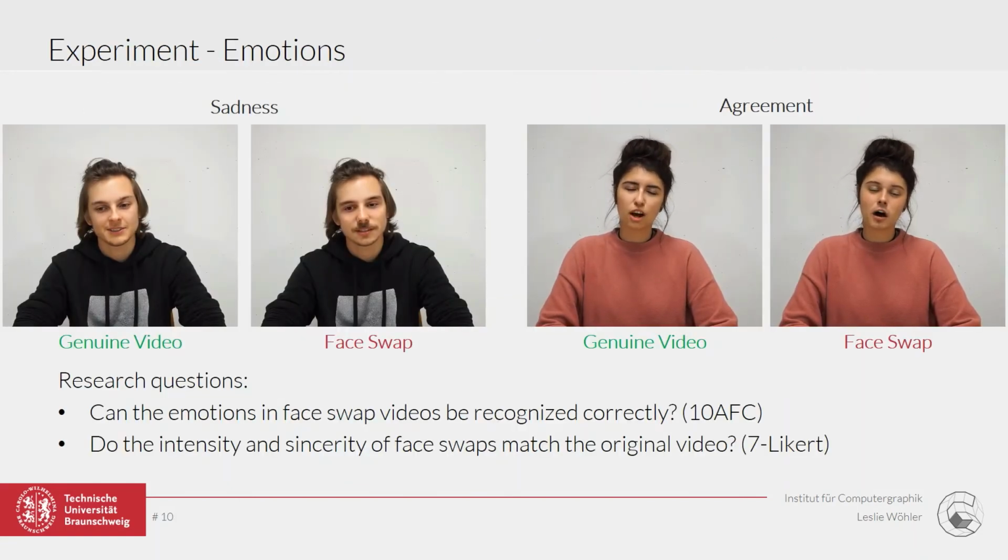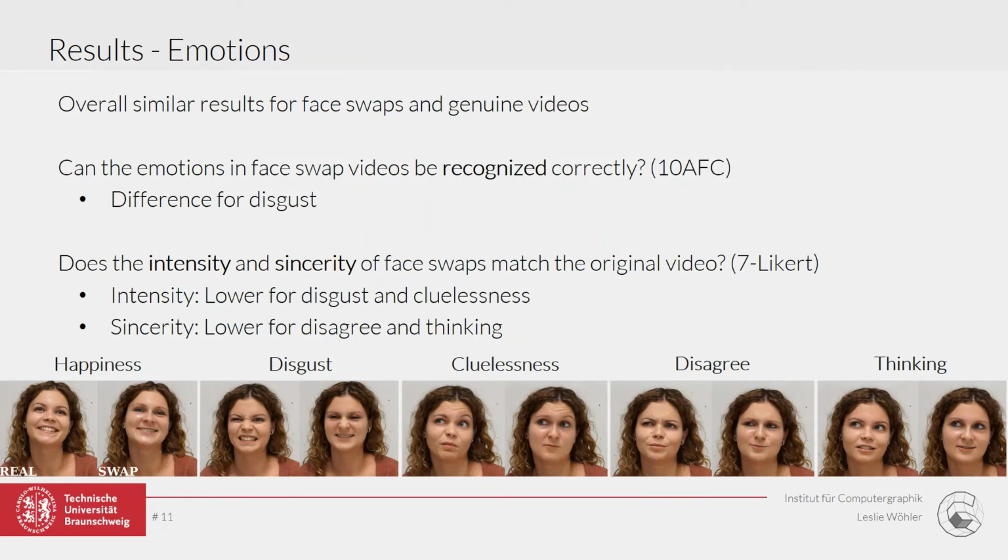Using these stimuli, we investigate whether participants can correctly label the emotions in the videos. Additionally, the participants rank the sincerity and intensity of the displayed emotions on a Likert scale. Our results show that participants rate the emotions in face swaps similar to real videos. We did, however, find significant differences in the recognition of disgust. Further, disgust, cluelessness, disagree, and thinking were rated differently for intensity and sincerity. This indicates that face swaps are overall able to convey the intended emotions and expressions, making them even more powerful.